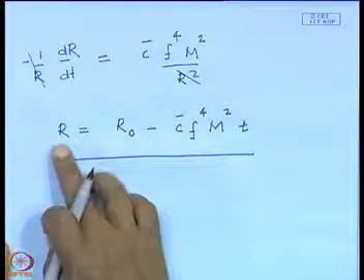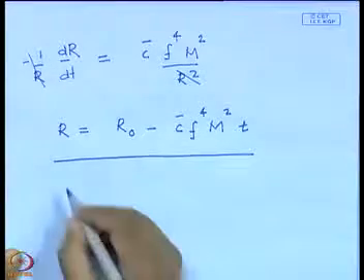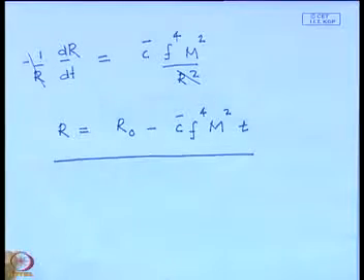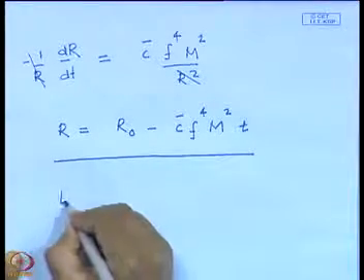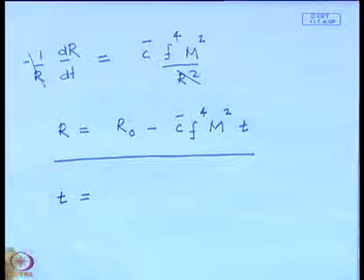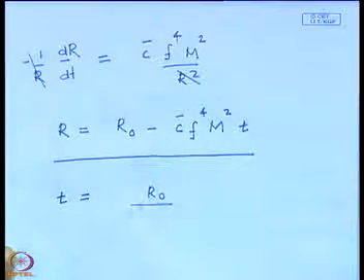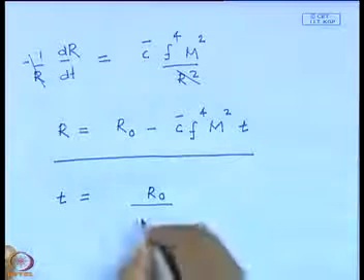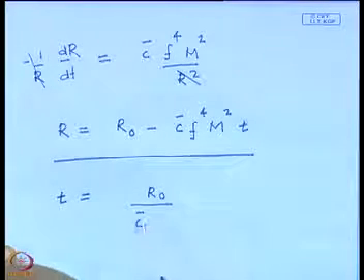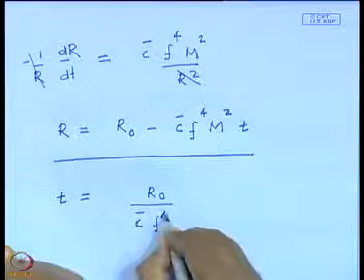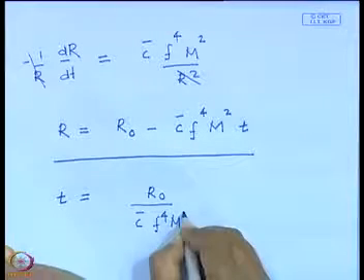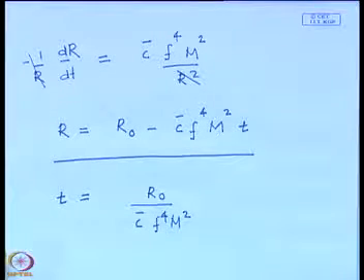Okay. So, the object essentially contracts and the entire object according to this collapses at a time t equal to r naught by c bar f to the power 4 m squared. Okay. So, having done this, let me now leave the remaining problem to you.